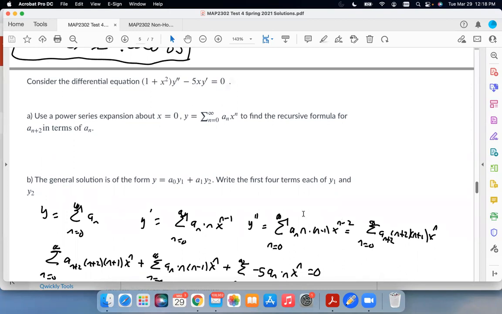X squared times this one will bring me back up. When you multiply like bases, you add the exponents. N minus 2 plus 2 more. I'll get an x to the n from this. So I'm going to need this version for that guy and this version for the 1 times that.